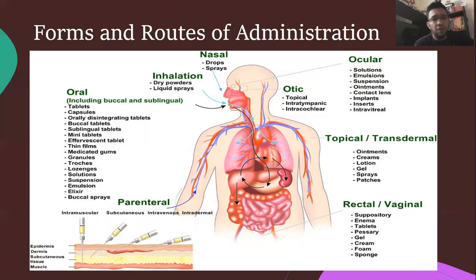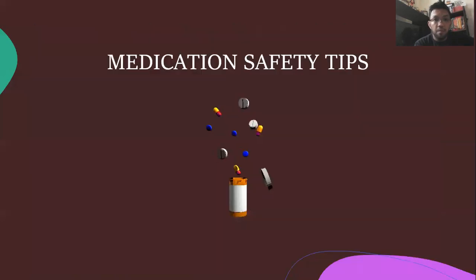Let's say, for example, if you have fungal infection, you have creams or ointments that can help treat it. And rectal or vaginal, in the forms of suppository, enema, tablets, pessary, gel, cream, foams, and sponges. So these are the forms and routes of administration. I'm sure you've known these forms and routes since you were in first year.